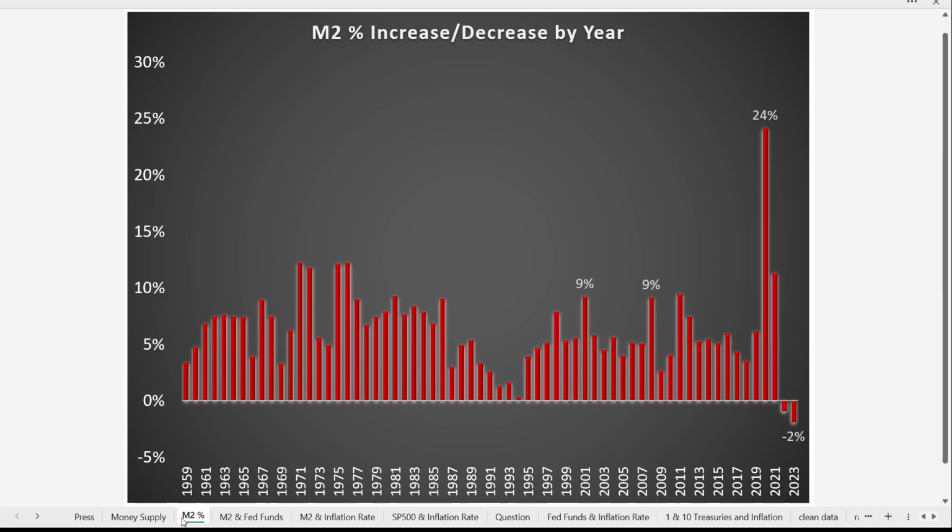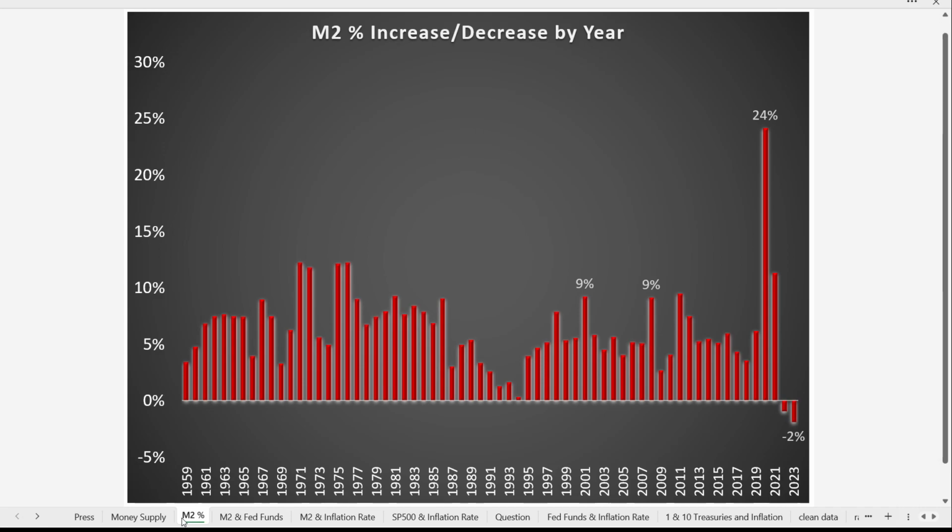We can see it is the only, yet last year, 2022, and especially this year, 2023, so far we see a 2% decline in M2, the most liquid assets out there. That money is being taken out of the economy, it's taken out of circulation.